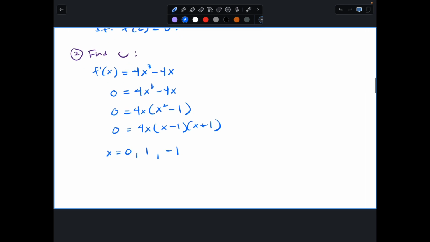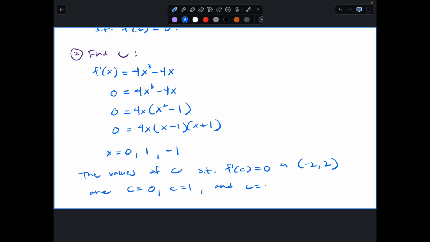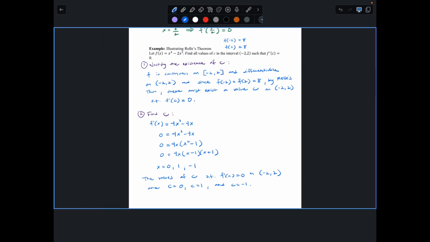And just to make sure we're appropriately answering the question, I can say the values of C such that f prime of C is equal to 0 on the interval from -2 to 2 are C equals 0, C equals 1, and C equals -1. And make sure you're checking that, oh yeah, all three of those values lie on the interval from -2 to 2. If we got like C equals 7, we'd say, oh, nope, not on the interval.